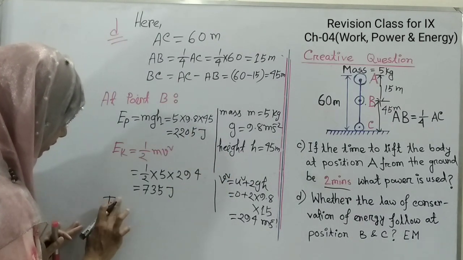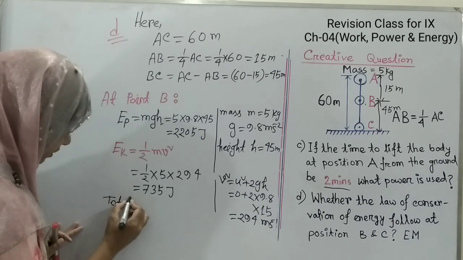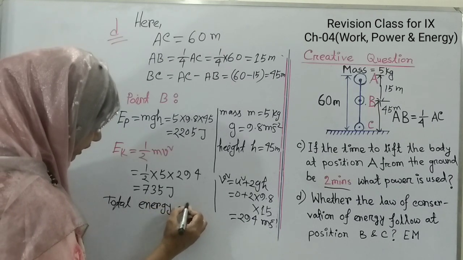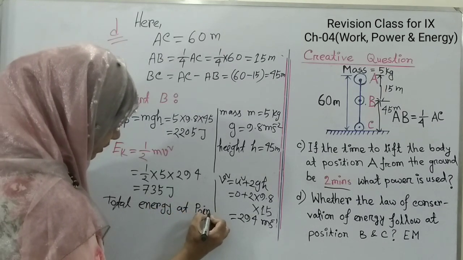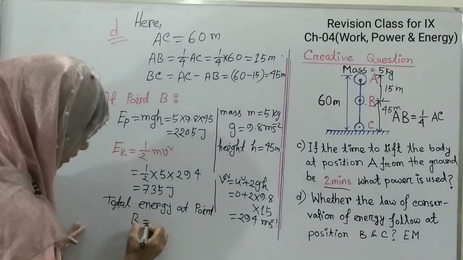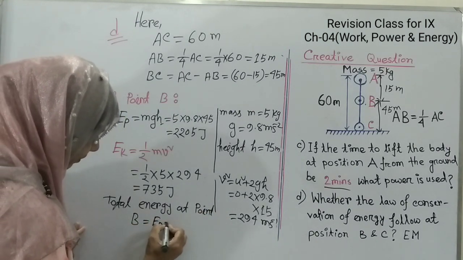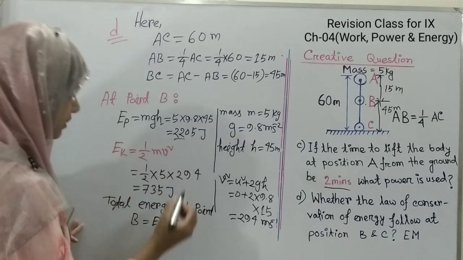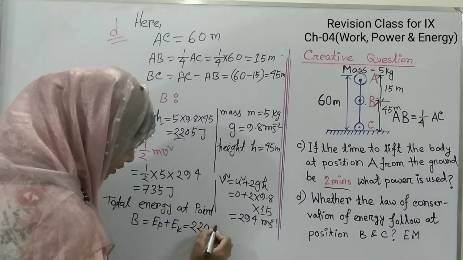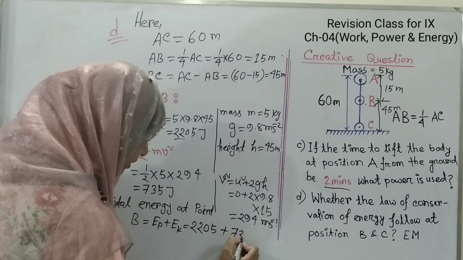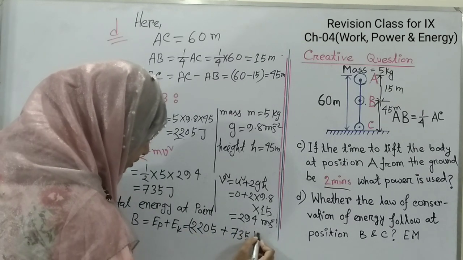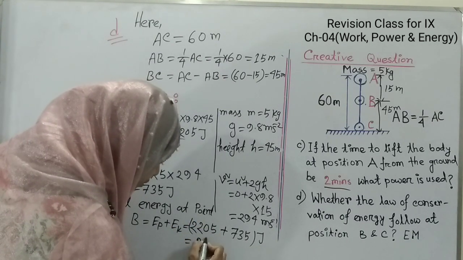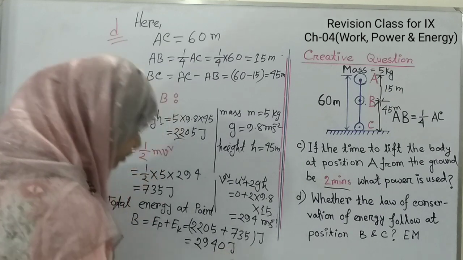Now we have to find out the total energy at point B, which equals potential energy plus kinetic energy. Here the potential energy is 2205 and kinetic energy is 735 joule. So after adding these two values, we will get 2940 joule.